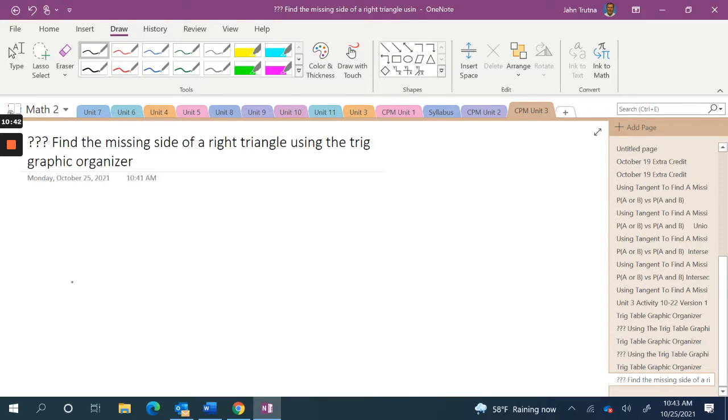All right, so everybody, here we go. Example number 1. We are going to delve into this. This is the first ever time we're going to find a missing side of a right triangle using the trig graphic organizer.